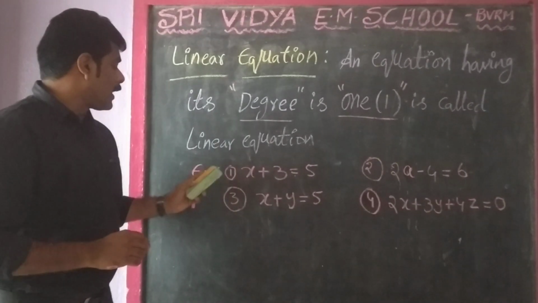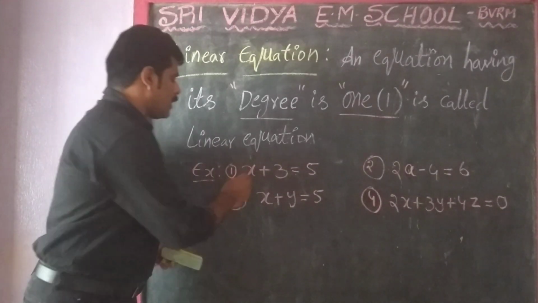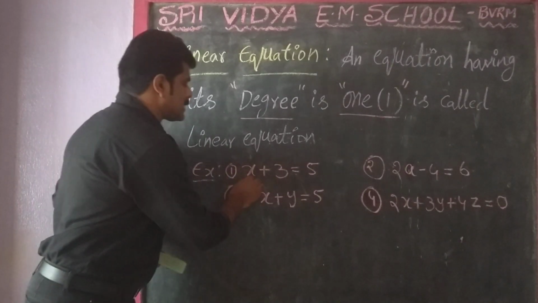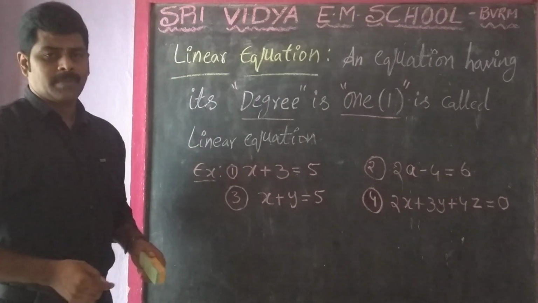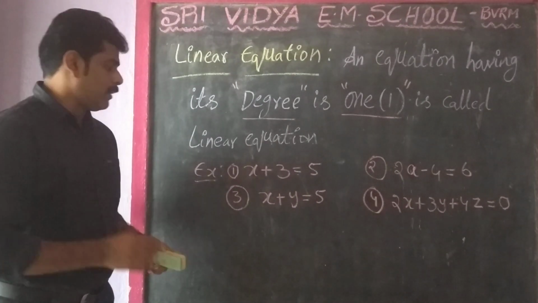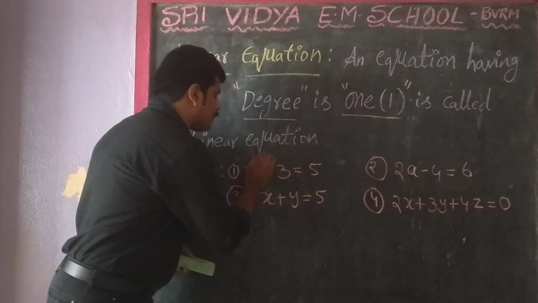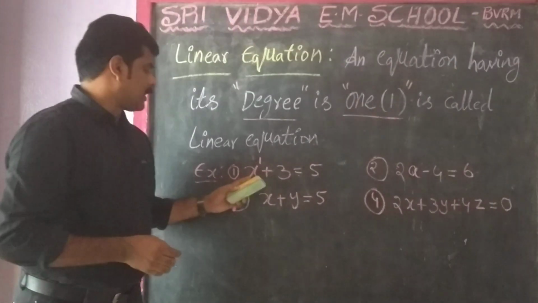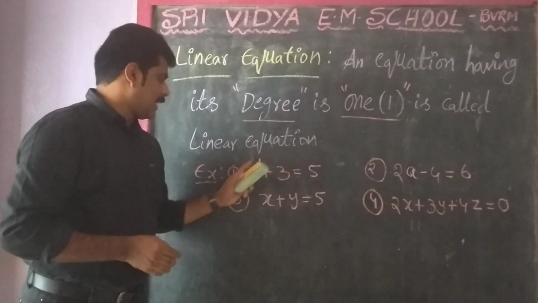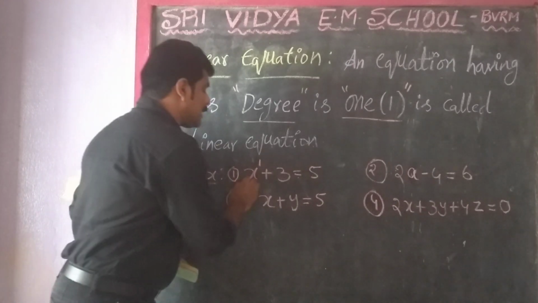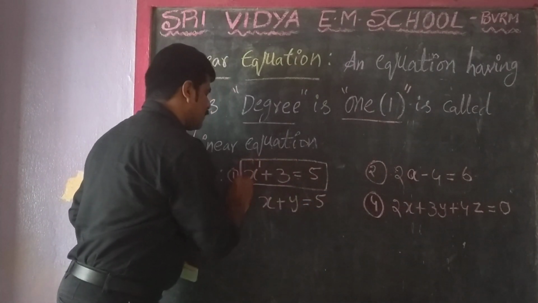Look at the examples. In the first example, x plus 3 is equal to 5. Here the degree of the variable term x is 1. So it is a linear equation.